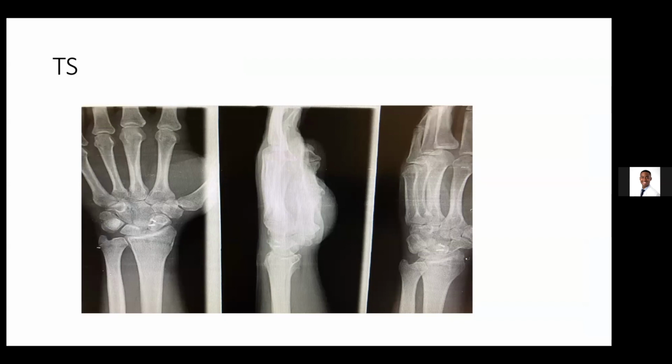Looking at AP, lateral and oblique shots of the wrist, I can see pretty significant widening of the scapholunate interval, as well as maybe some anchors. I'm not sure if those are in the scaphoid itself, but primarily that significant widening with some subsequent arthritis.